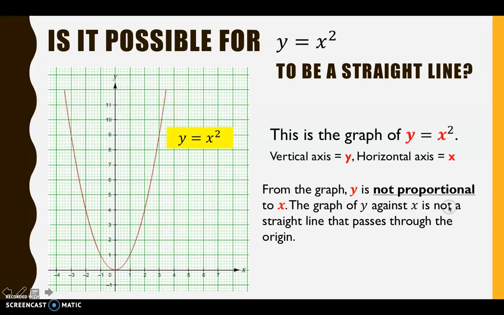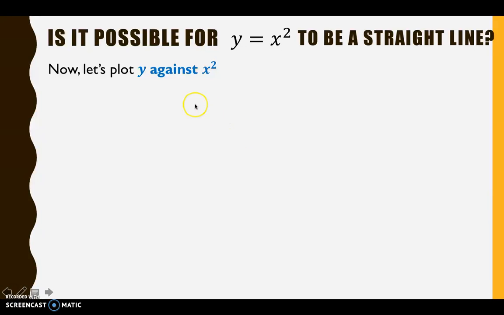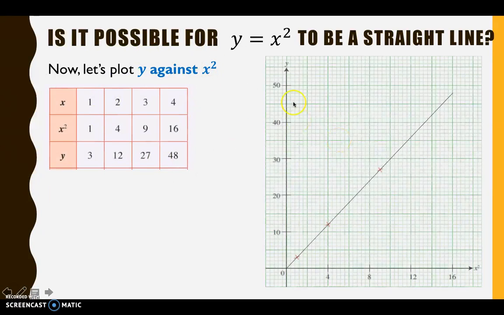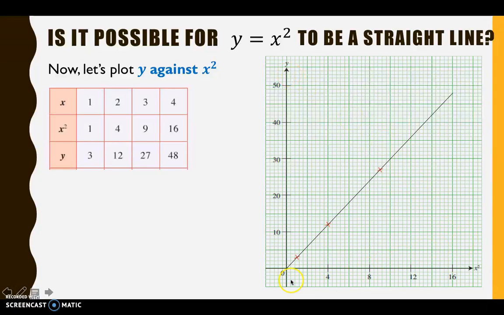But we know that in this graph, the graph of y against x is not a straight line that passes through the origin. But what do you think will happen if I change the axis of the graph? Meaning now I plot y against x squared. So having the table of values and I plot it, you notice that actually I get a straight line if I were to replot y against x squared. Not y against x, but y against x squared.